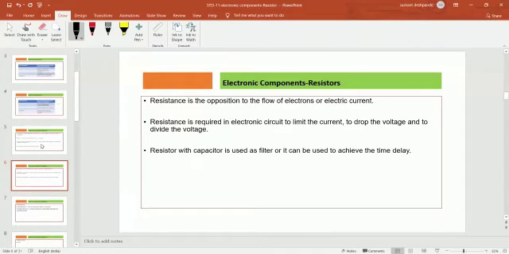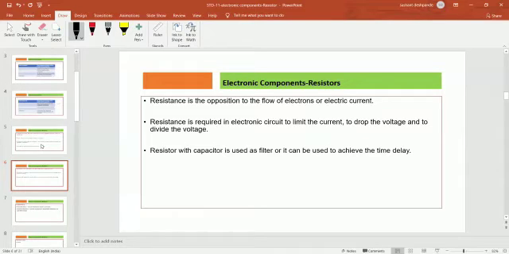Moving ahead, let's see more points related to resistors. Resistor is a component. Now, what is resistance? Resist. You are always using this word in many ways in life. If you say you are resisting me, it means you are opposing me. So resistance is nothing but the opposition to the flow of electrons, or opposition to the flow of electric current.